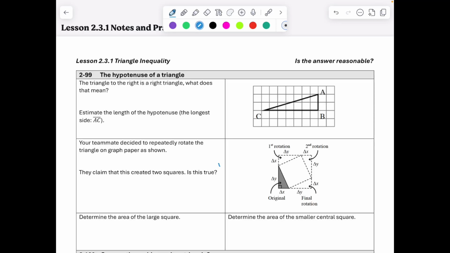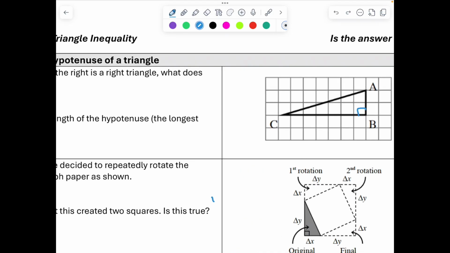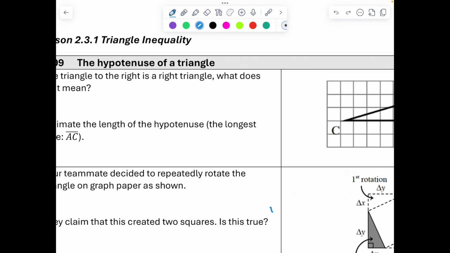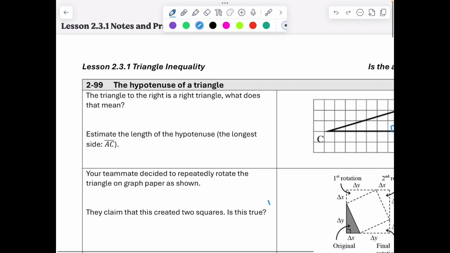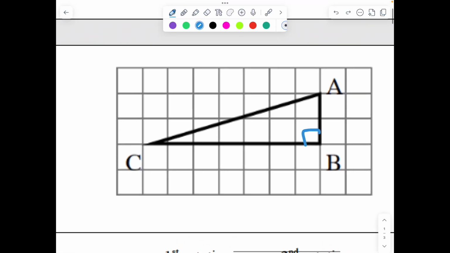This is lesson 231, triangle inequality. All right, so the triangle to our right is a right triangle. That means two of its sides make a right angle. So I'm looking here, that's side AB and side CB, okay? And they want us to estimate the length of the hypotenuse, okay?